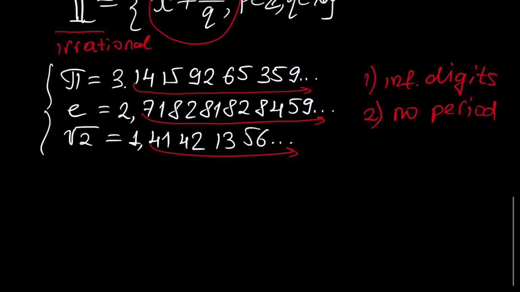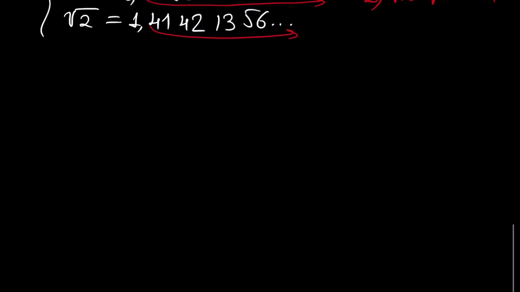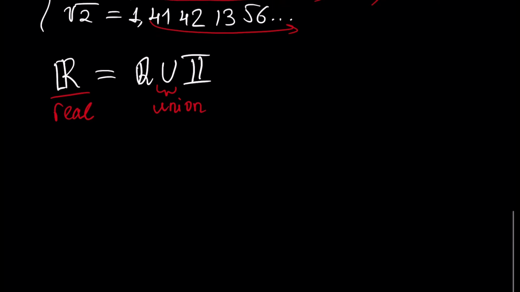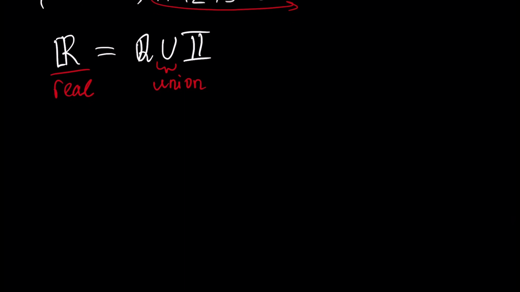Next, let's define what the real numbers are. At this stage of the notion of number, when we don't know what a complex number is, we can define real numbers as a union of rational numbers and irrational numbers. And in mathematics, the symbol stands for union. So real numbers are rational and irrational numbers. We can draw a picture for better understanding.